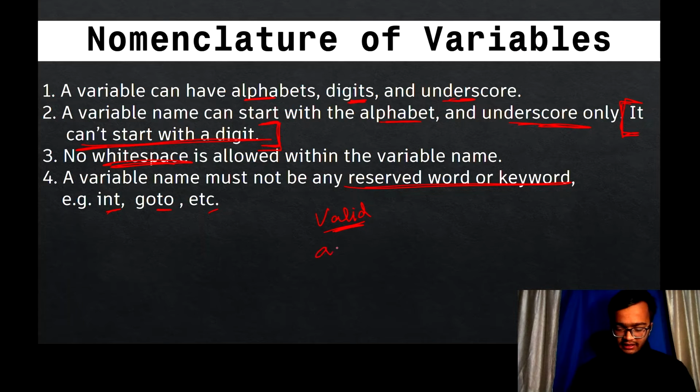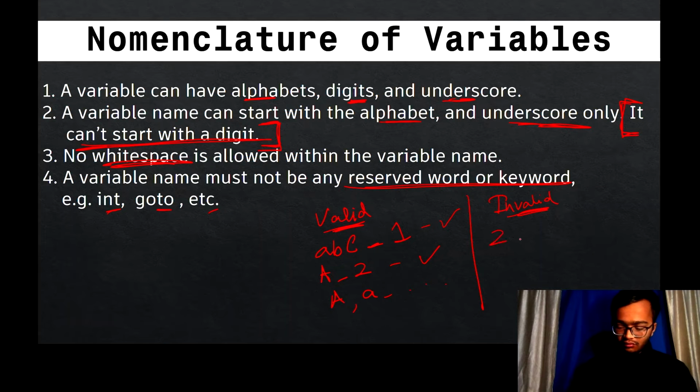So it can be A, B, C, 1, underscore 1. This is valid. It can be capital A, underscore 2. This is also valid. It can be capital A. It can also be small a, small b, like this. But if I write the invalid nomenclature over here, okay.